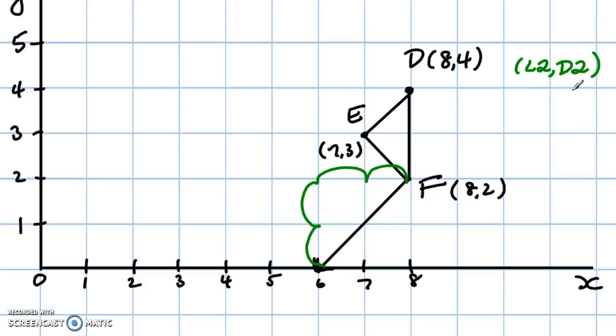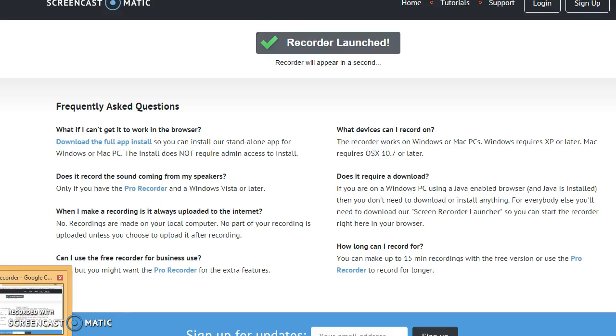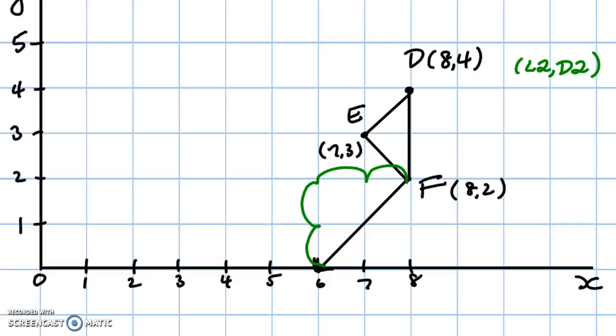What I'd like you to do now is pause the recording and then check your answers once you've finished plotting triangle DEF. Don't forget to label the image appropriately. It is not called triangle DEF once you translate it. Please pause the recording and go ahead and translate triangle DEF.